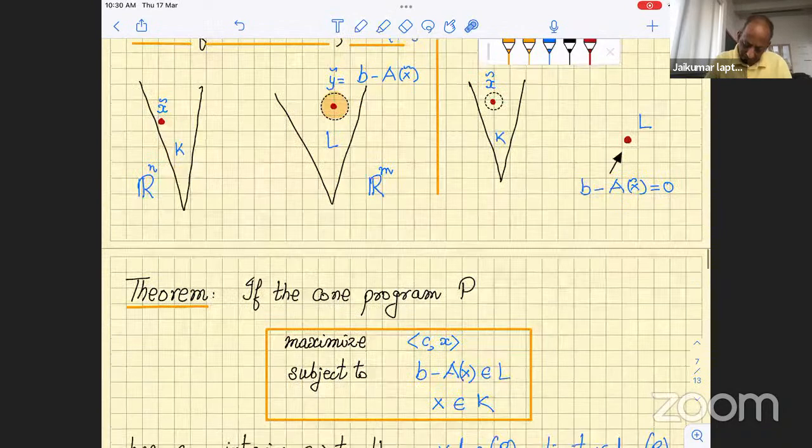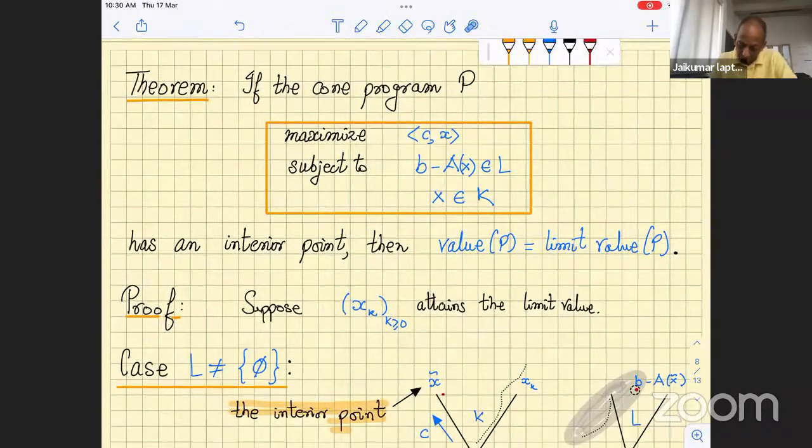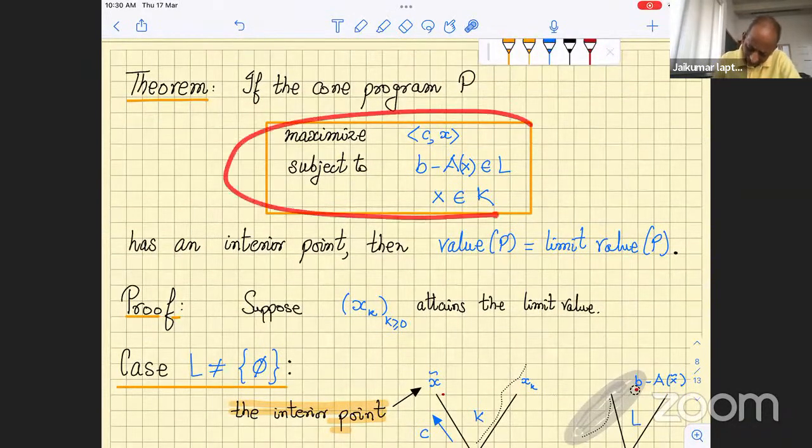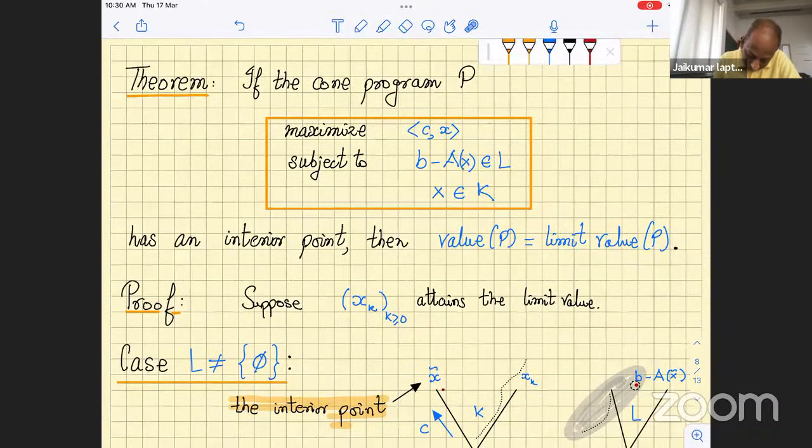Okay, so then the theorem is the following. Suppose you have a cone program. This is the same thing I write again and again. Actually, I just copy. Okay, and suppose it has an interior point. Then value equals limit value. That is the theorem. And in the remaining half an hour, I would like to prove this theorem.